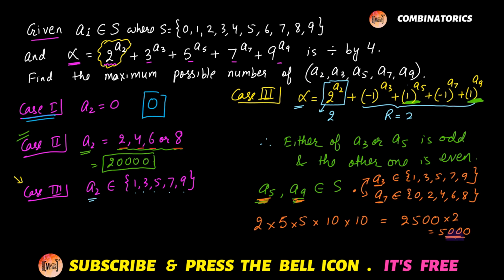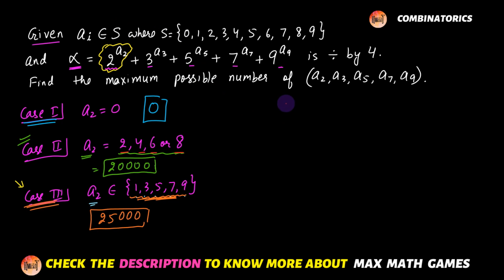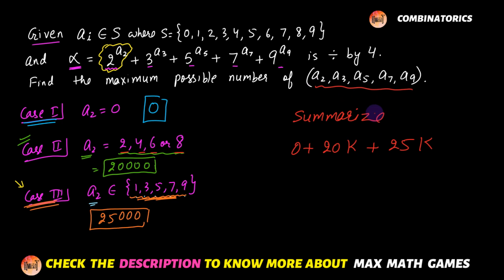So there are 5000 ways by which A3, A5, A7 and A9 can be selected, but then again A2 can be selected in 5 ways. So this 5 when multiplied by this 5000 will give us 25,000, and hence there are 25,000 ways for case number 3. And hence to summarize, there will be 0 plus 20,000 plus 25,000 ways in which these variables can be selected, and hence the answer to our question will be 45,000, and that is the answer to our question. I hope you have understood everything taught in this video. Thank you.